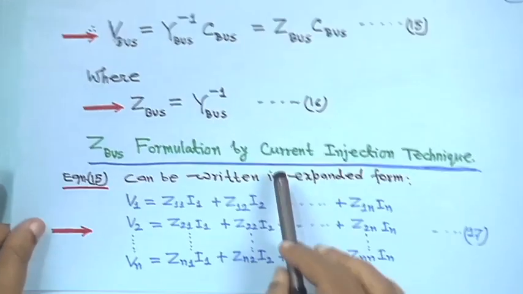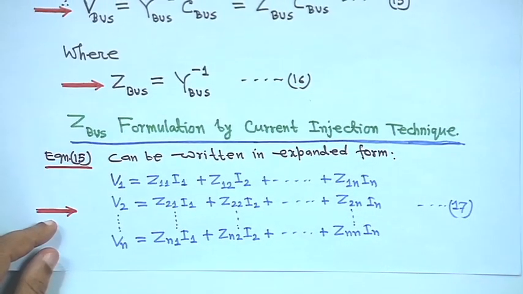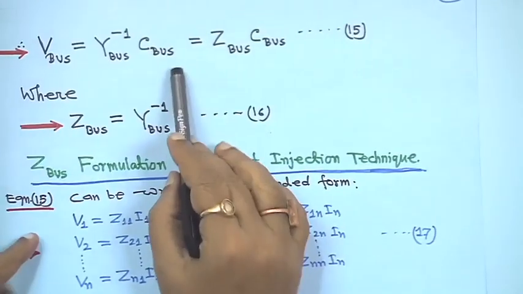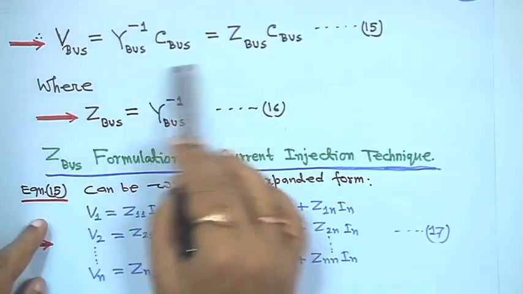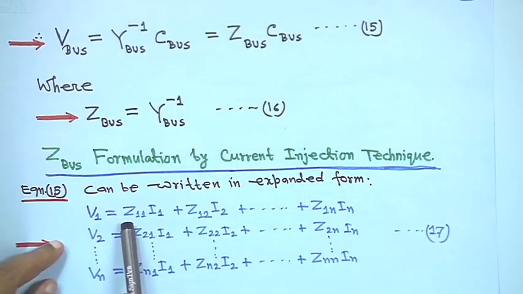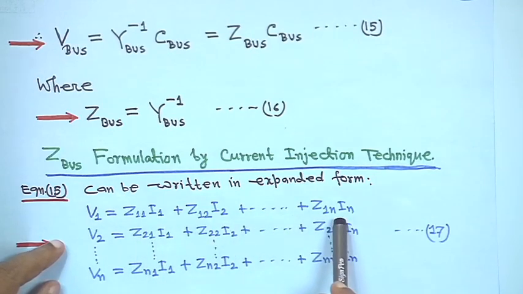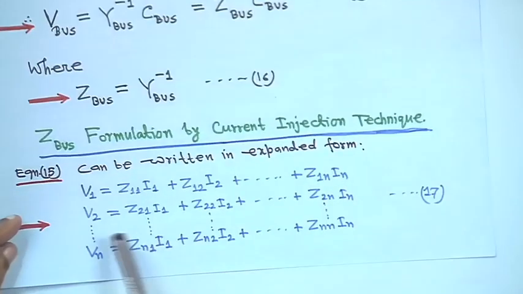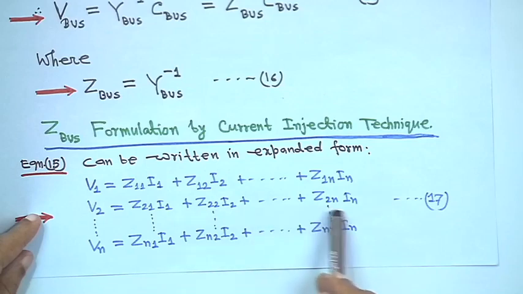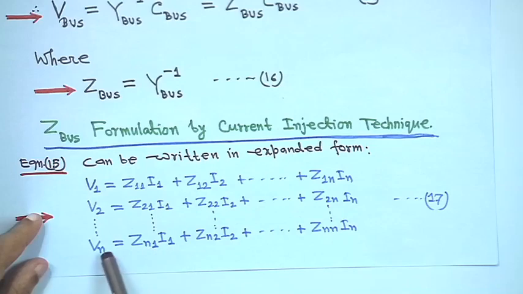Now, Z bus formulation by the current injection technique. Although this technique is not good enough, just see how things are. If you write all the equations of equation 15 rather than in matrix form, then V1 is Z11 I1 plus Z12 I2 up to Z1n In. Similarly, V2 is equal to Z21 I1 plus Z22 I2 up to Z2n In. This is equation 17, a set of equations, up to Vn.